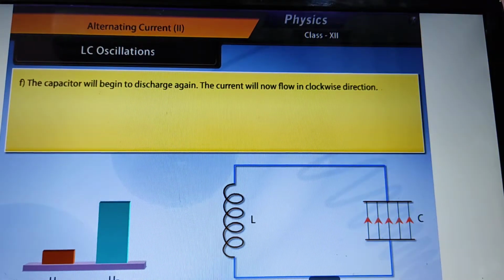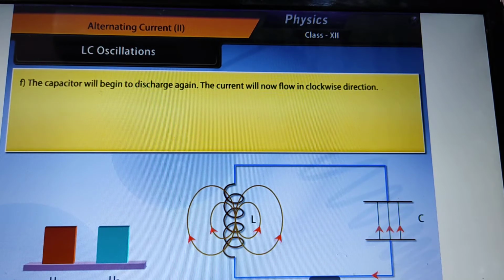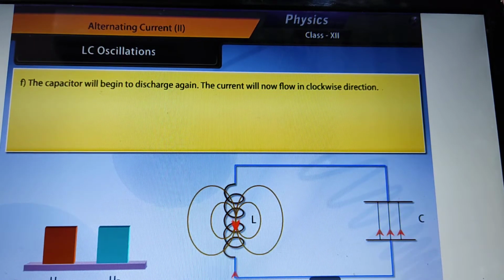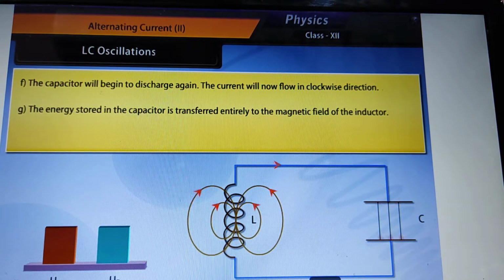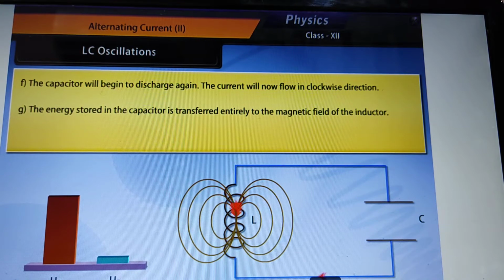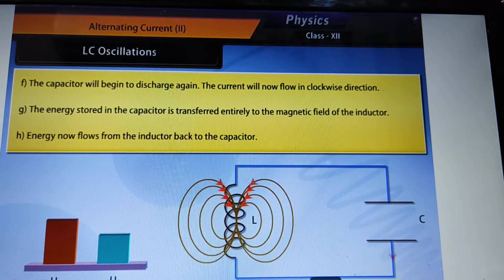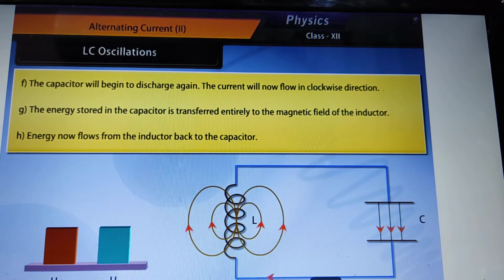The capacitor will begin to discharge again. The current will now flow in clockwise direction. The energy stored in the capacitor is transferred entirely to the magnetic field of the inductor. Energy now flows from the inductor back to the capacitor.